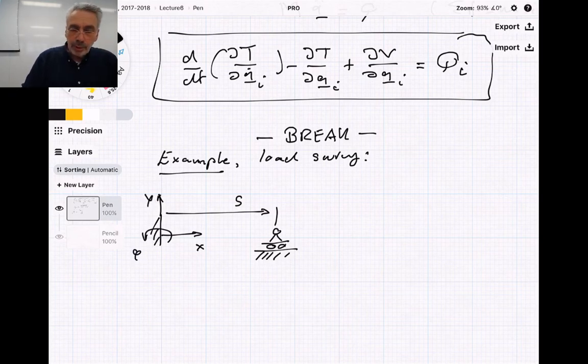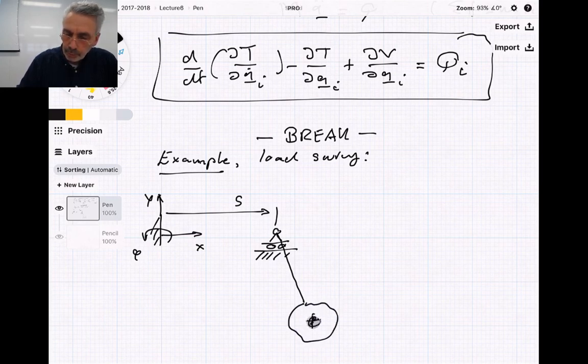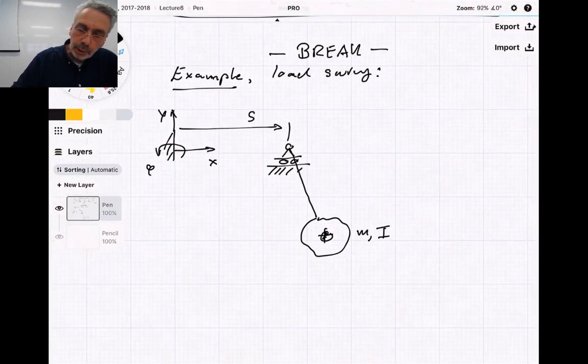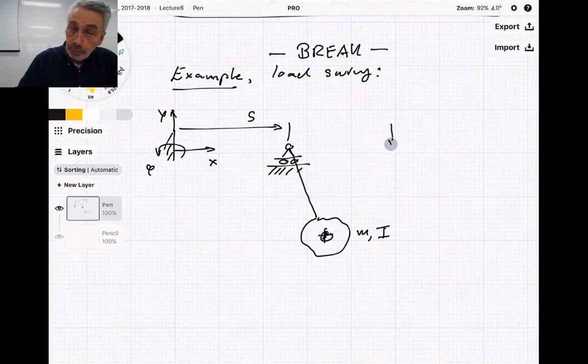So this is the inertial system, and then the cart can move over a distance s, and then we had here this pendulum, and now I'm going to take some rigid body here. So it has a mass and a mass moment of inertia. And what else? Of course there's gravity working. So I can write here a force mg as gravity.